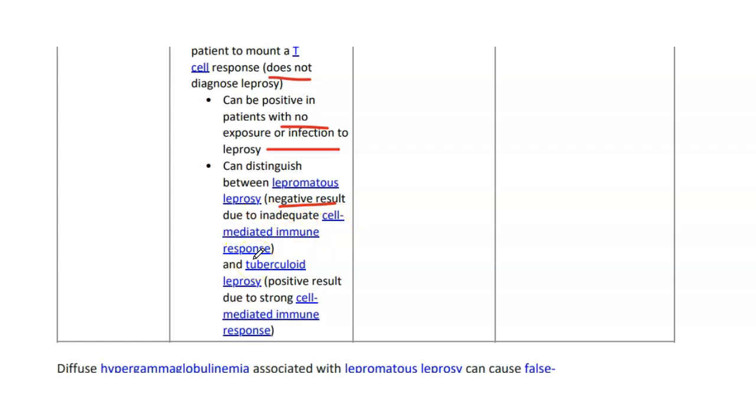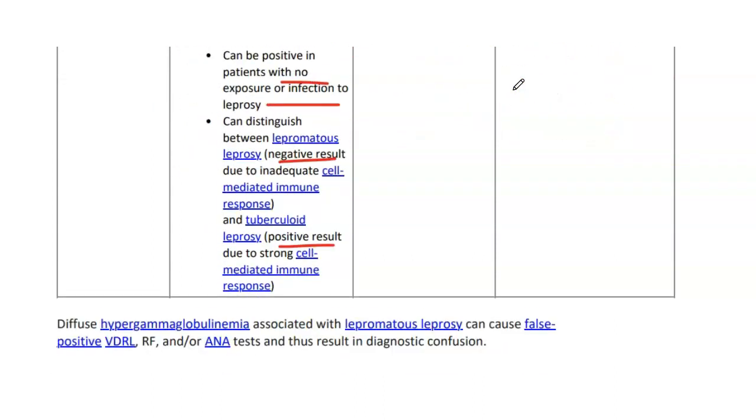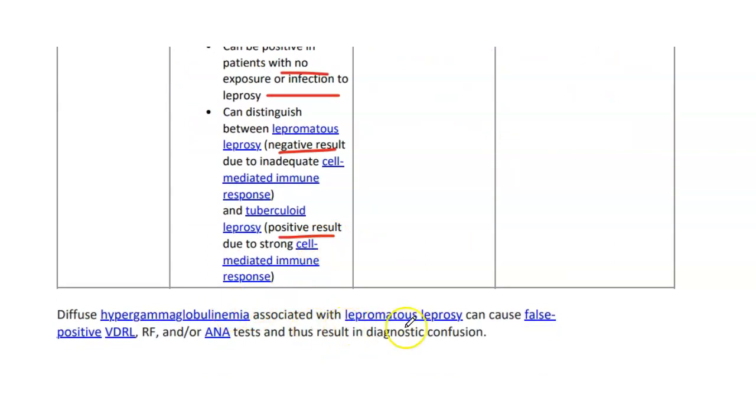As we have discussed, in lepromatous we have an increased Th2 response which suppresses the Th1 cell-mediated immune response. That's why patients with lepromatous will have a negative result due to inadequate cell-mediated immune response, while tuberculoid leprosy is positive due to a strong cell-mediated immune response from Th1 helper cells. So it will be negative in lepromatous while it will be positive in tuberculoid. Diffuse hypergammaglobulinemia associated with lepromatous can cause false positive VDRL, rheumatoid factor, and or ANA tests, and thus result in diagnostic confusion.